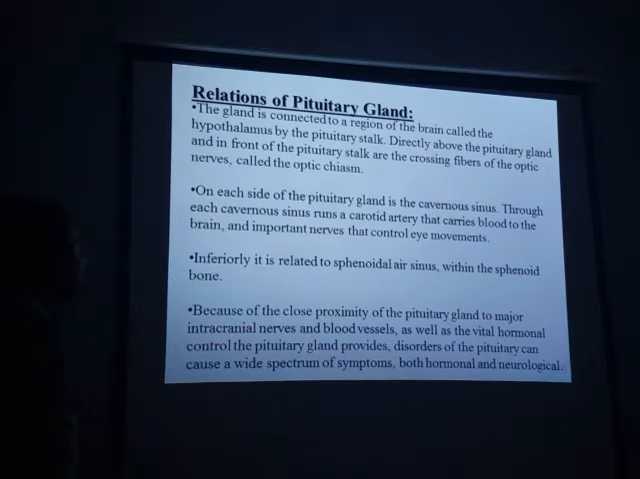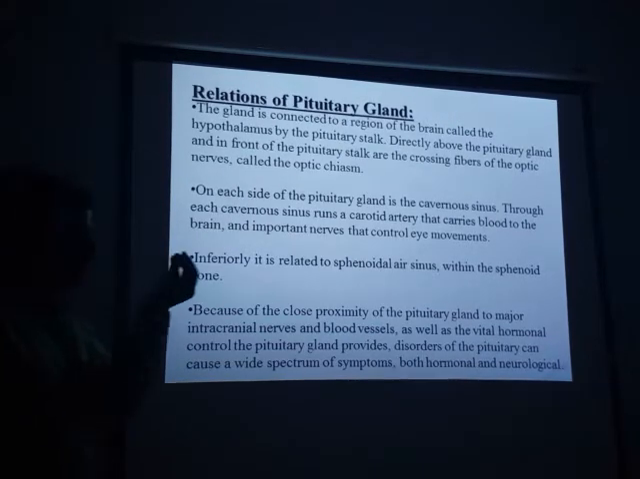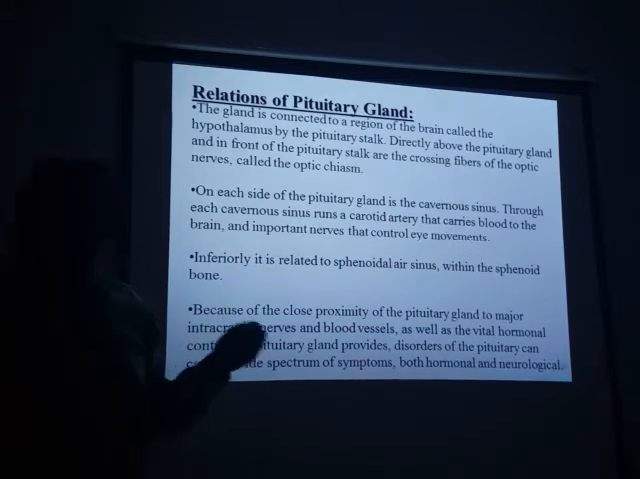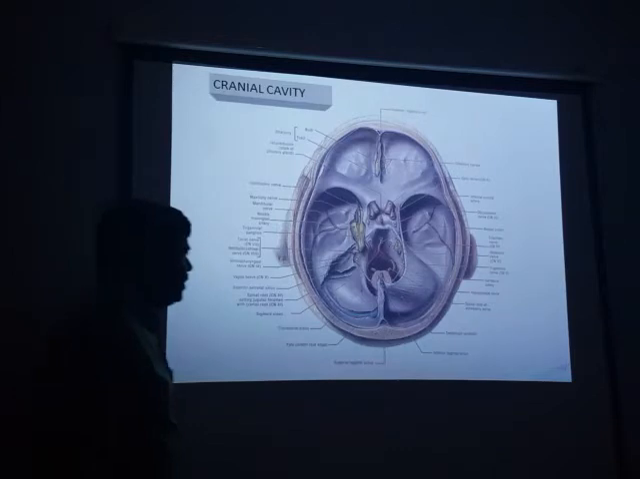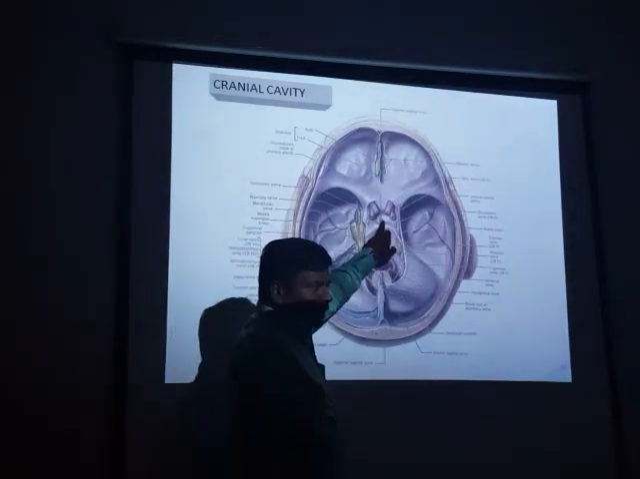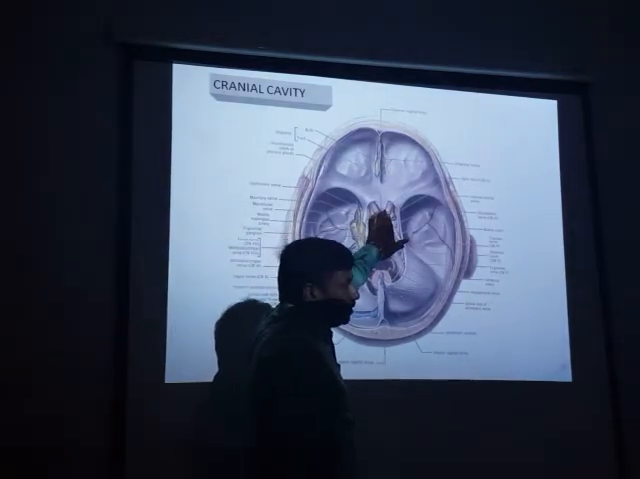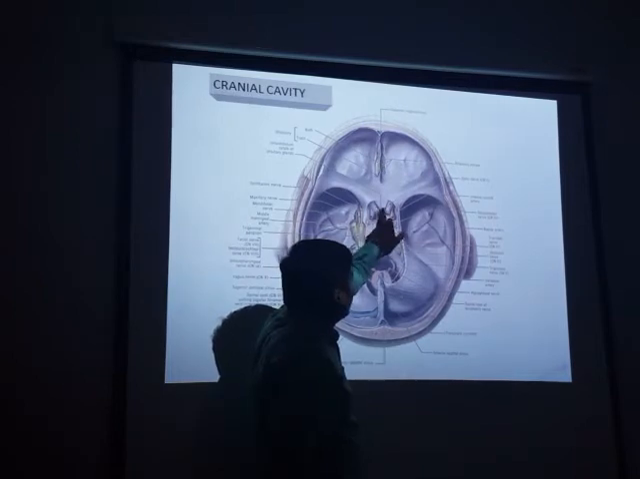Okay. So, as I said, the gland is connected to the region of the brain called the hypothalamus by the pituitary stalk. Same thing explained, okay? Directly above the pituitary gland and in front of the pituitary. Now, coming to the relations, okay? The pituitary gland is here, okay? I'll just go back to the same previous. Can you see this here? So this is the pituitary gland, okay? Yes. So directly above the pituitary gland and in front, these two, can you see this?